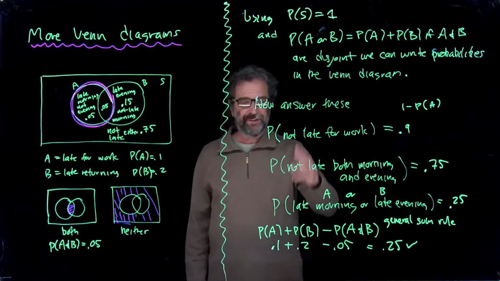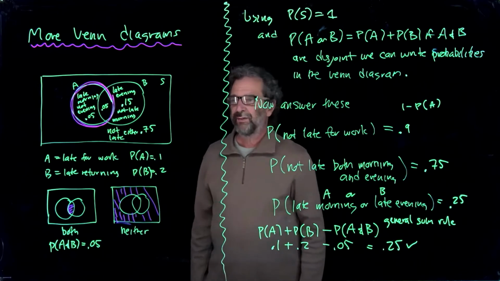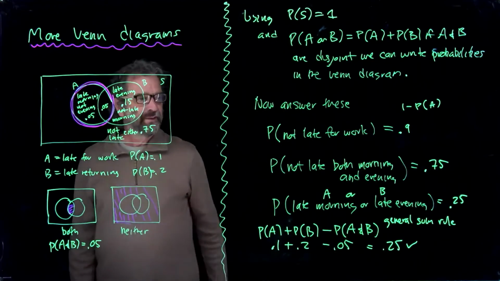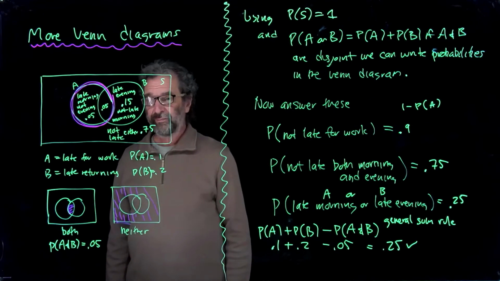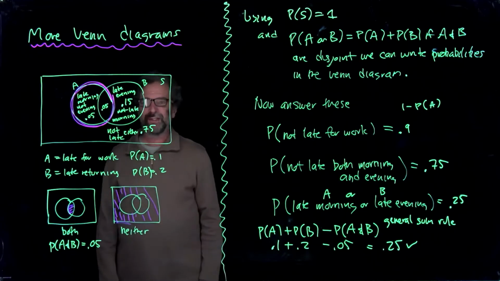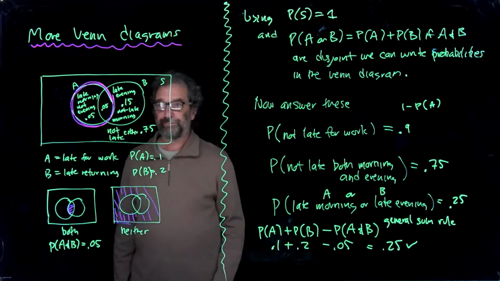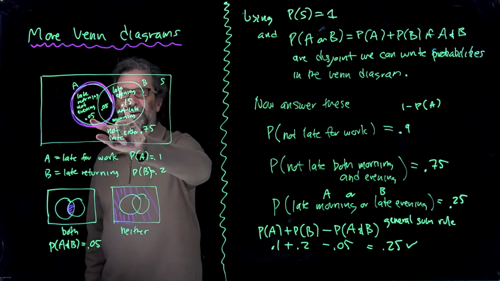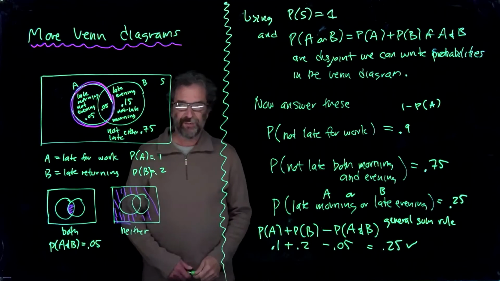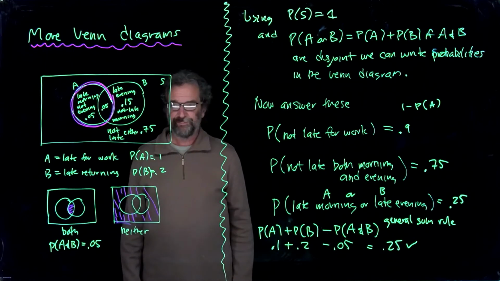And then if you're asked questions about things that you might care about, if you can identify the regions, there's only 4 pieces to this puzzle that correspond to the thing you want. You can just add the probabilities of the pieces that you want. So you could say, what's the probability I'm only late either morning or evening, but not both? That'd be morning, not evening, or evening, not morning. And those are disjoint. So these two probabilities add together to give 0.2. So you can answer just about any question you want. Any probability question involving the two events can be answered once you fill in the Venn diagram.